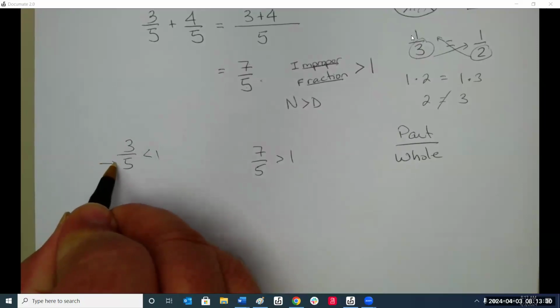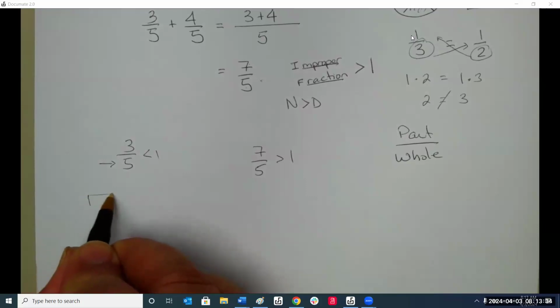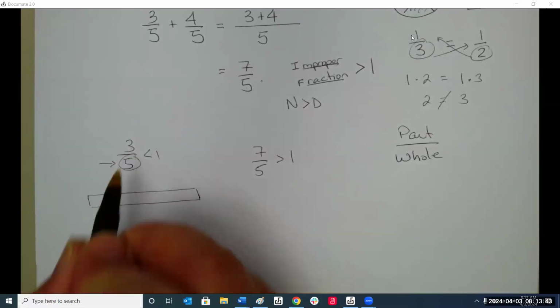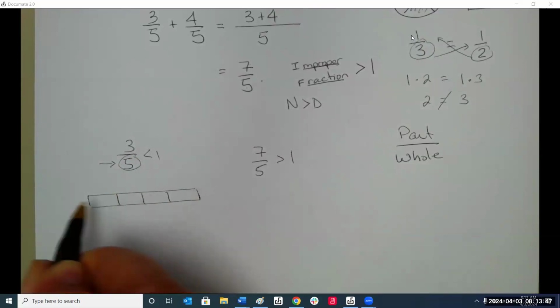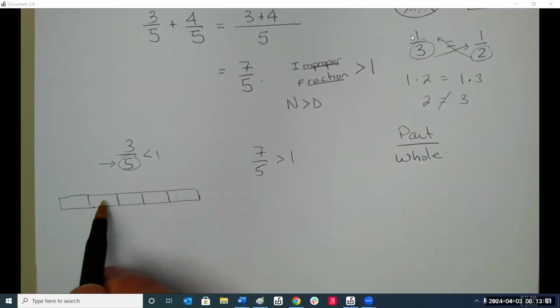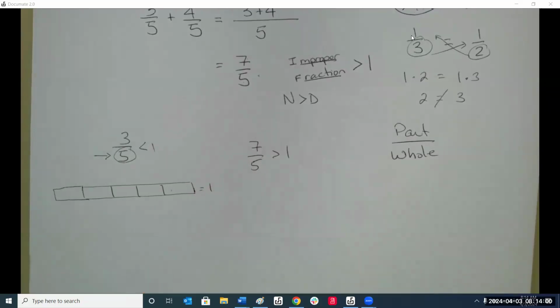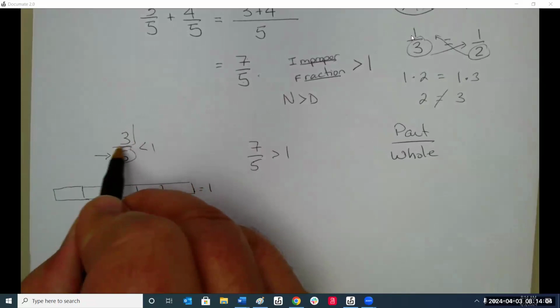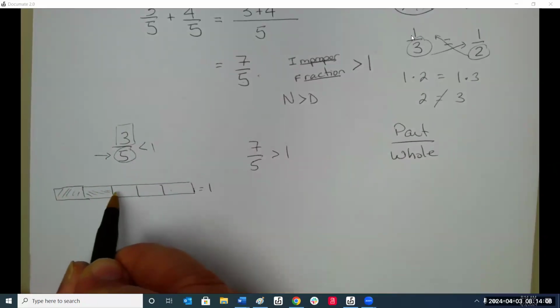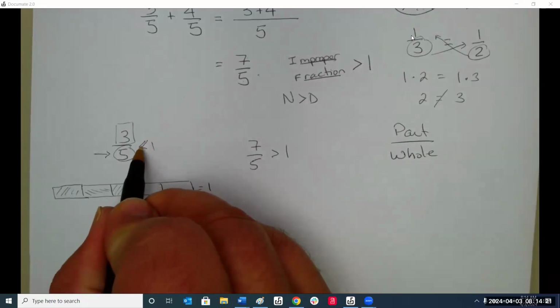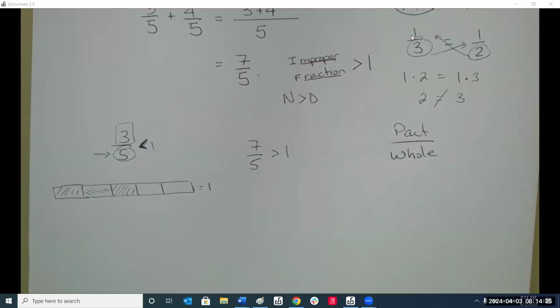What does the bottom number represent? Yeah, so we have an entire thing. It's made up of how many blocks? 1, 2, 3, 4, 5. So that's as many blocks as we can use. This equals one entire block. But we only want to use three of them. So did we use the entire block? No, we used less than the entire block. So therefore, it's less than one. If the top number is smaller than the bottom, then it's going to be less than one entire thing.